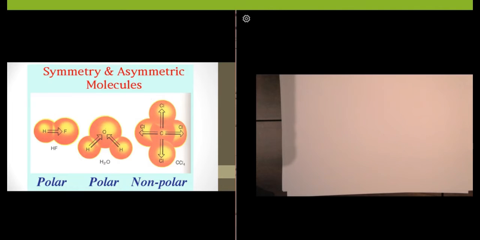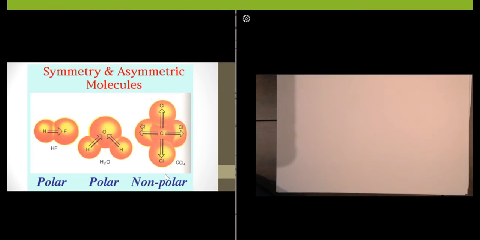All right, so here, just look at these pictures for a second. If you look here at HF, it's polar. Not the same on both sides. Fluorine is a little bit bigger. Water, if you look here, they're definitely not the same, right? They're not symmetrical, okay? And then this one is nonpolar. And as you can see, it's the same no matter how you slice it, how you dice it, it's exactly the same on all sides.